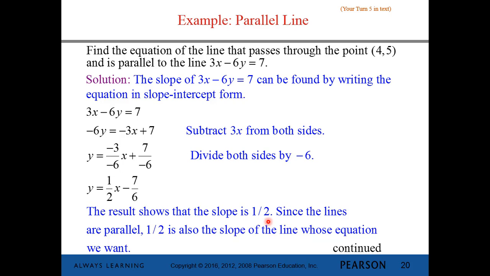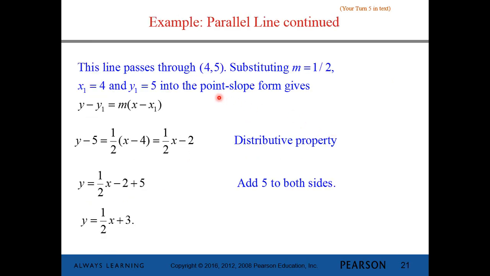Okay, so now we know the slope of the line we're looking for is 1/2, but we also have this point, and since we have this point, we can go ahead and solve for the y-intercept. Because now we can just plug in the point into our general equation with the slope of 1/2 and solve for the y-intercept, and we've got the equation. We're done. So we know the line passes through 4, 5.